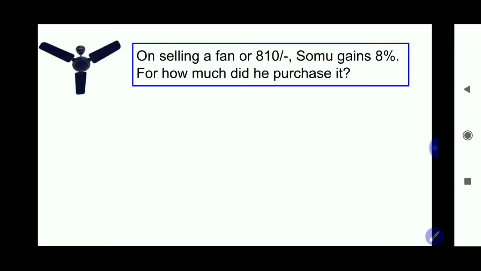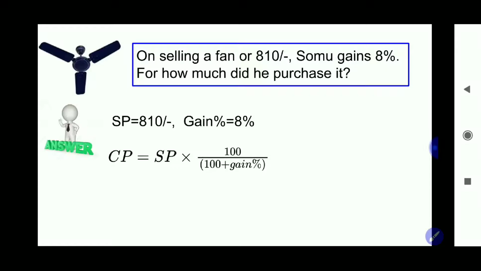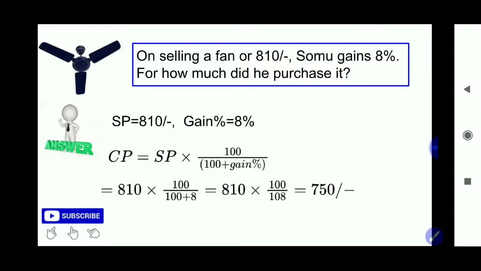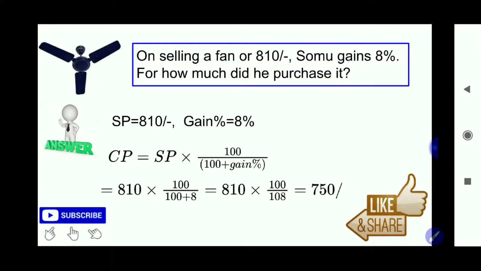Now one more question. On selling a fan for 810 rupees, Somu gains 8%. For how much did he purchase it? Very easy question. In this question, selling price is given, that is 810. Gain percentage is given, it is 8%. So cost price is the formula SP into 100 by 100 plus gain percentage, that means 810 into 100 by 100 plus 8. Its answer is 750 rupees.